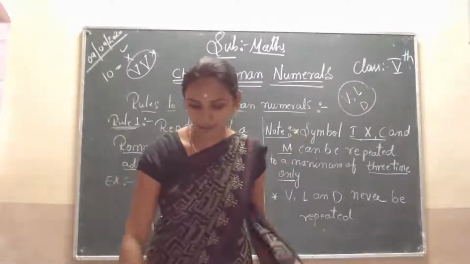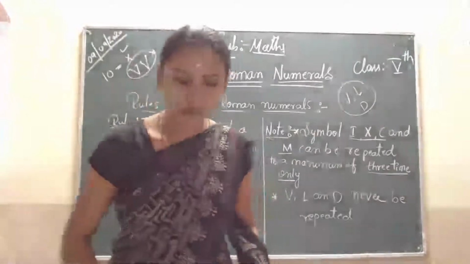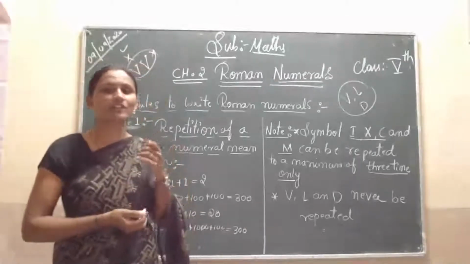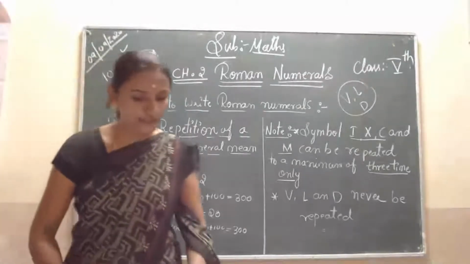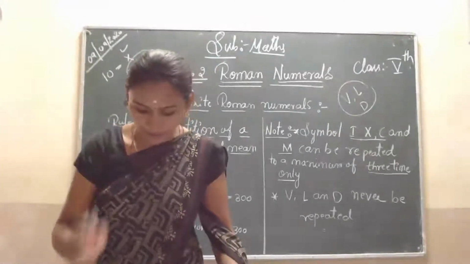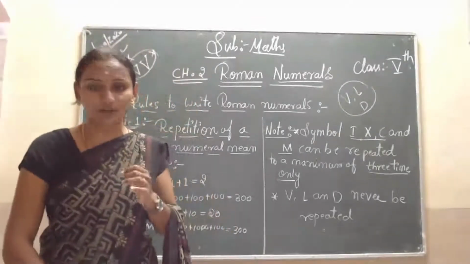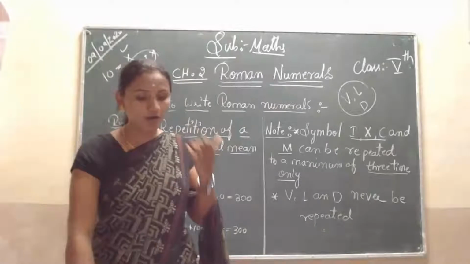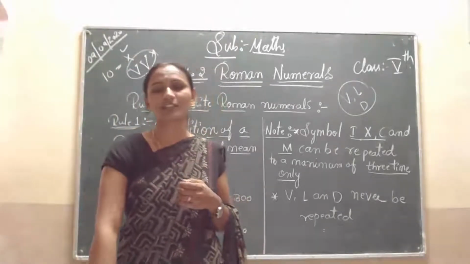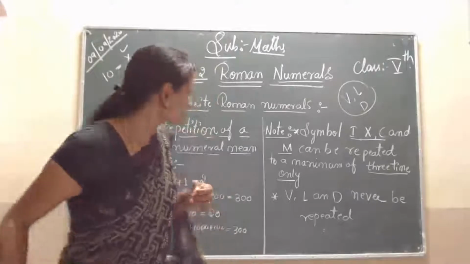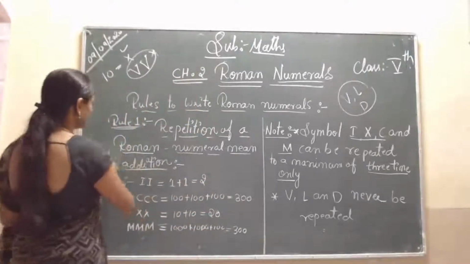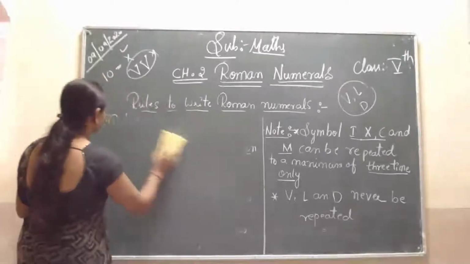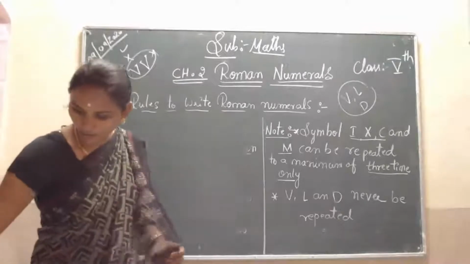Okay, now I will explain the addition rule, another point. What is the definition of addition in the Roman system? Students, open page number 25, the addition rule. The addition rule means a smaller numeral written after a larger numeral means addition. Okay, students, note this down.